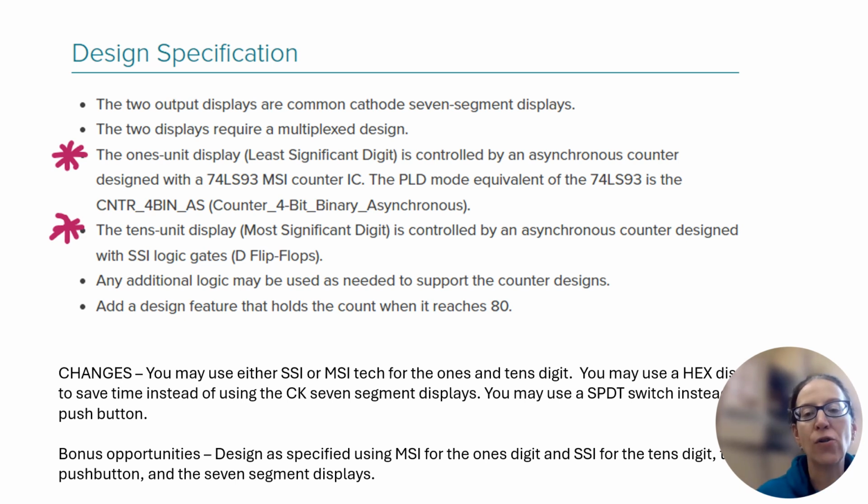Now you may also use a hex display to save time instead of using the CK 7-segment displays. So it does say in that first bullet point that you need to use common cathode 7-segment displays. If you would like to use a hex display, that just saves time. The common cathode displays have to be grounded and you have to run all those resistors into the display, where the hex just has the 4 inputs. So you don't have to deal with the grounding.